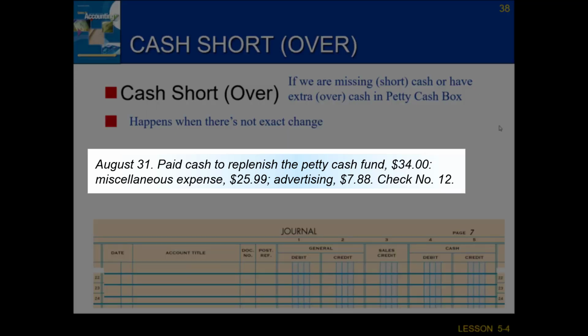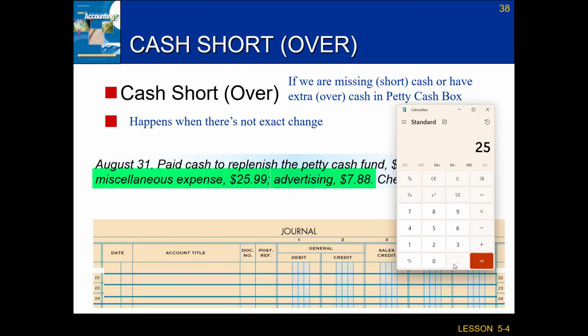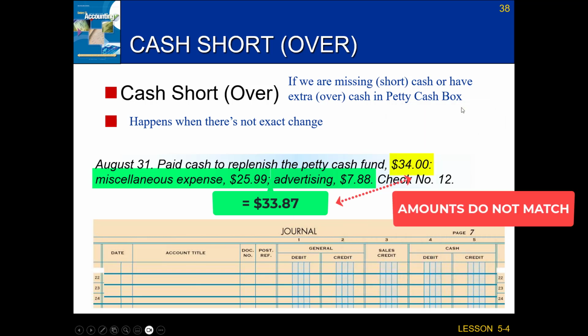So let's pretend that on August 31st, we were going to refund or replenish the petty cash fund, and we do that with exactly $34. Now this $34 is supposed to cover what we spent on a miscellaneous expense of $25.99 and an advertising expense of $7.88. If I take $25.99 and add in $7.88, I only technically need to replenish the petty cash fund with $33.87. But maybe I'm not carrying around 87 cents, and so instead I just put a complete $34.